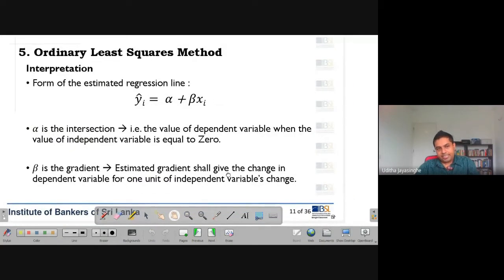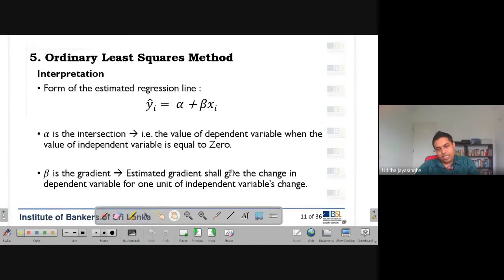Right, the interpretation. Now this y hat i is equal to alpha plus beta xi, the regression line we just brought into the picture. This beta and alpha we calculated using the covariance and variance. For the x bar and y bar point, we calculate alpha, and now we brought up the line.